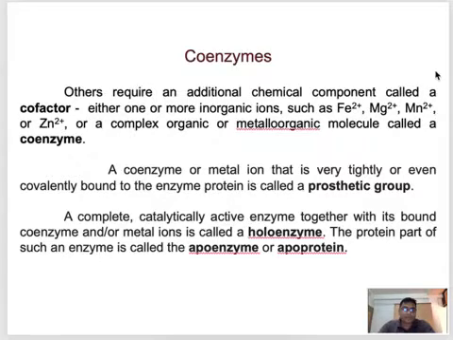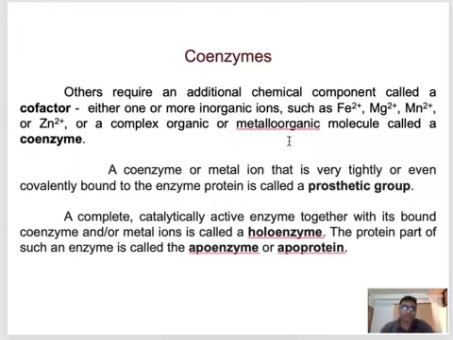These additional chemical components are basically of two types: cofactor and coenzyme. Cofactors are either one or more inorganic ions such as iron 2, magnesium 2, manganese 2, zinc 2. And coenzymes are complex organic or metal organic molecules. Many enzymes need help from the cofactor and coenzyme. Basically, they support the enzymes by providing additional chemical groups.